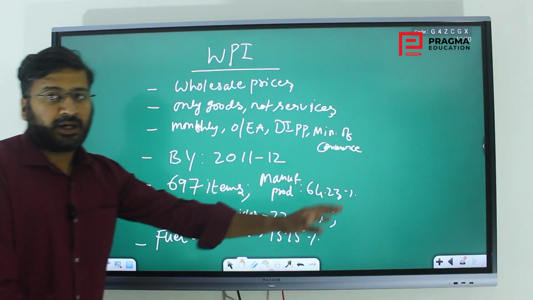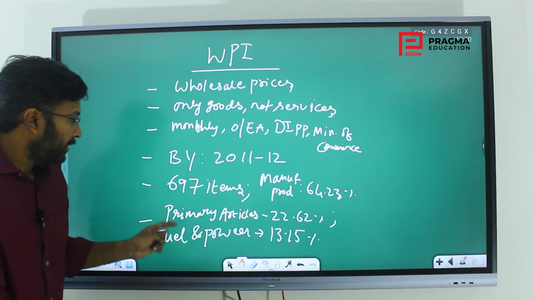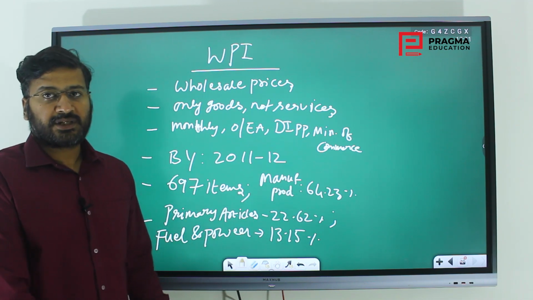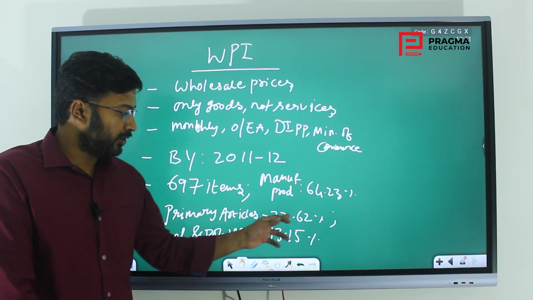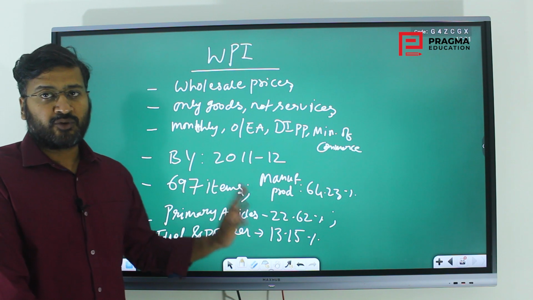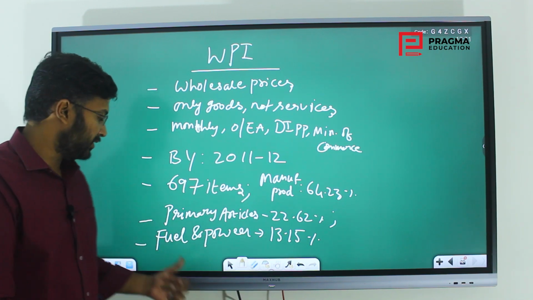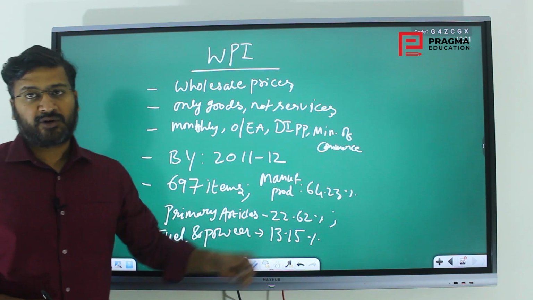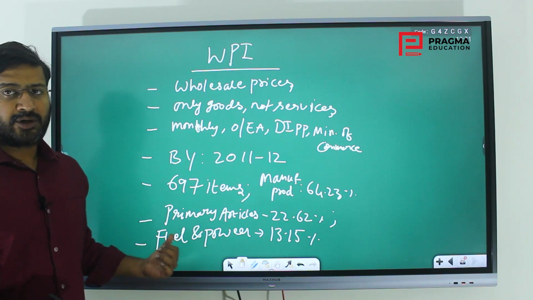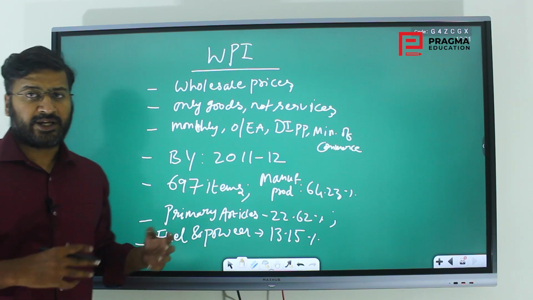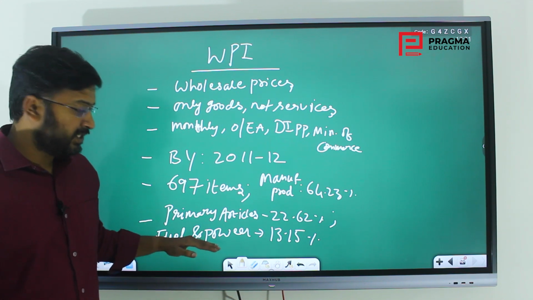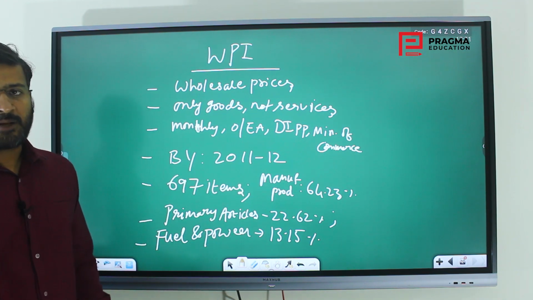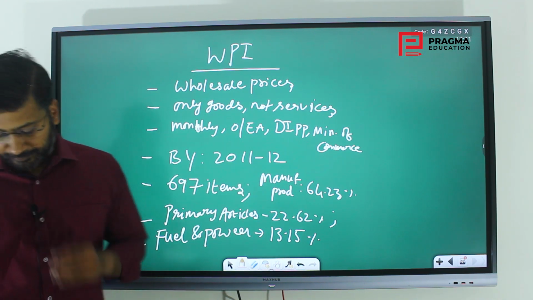It means in the wholesale price index basket, manufactured products are 64.23%, and primary articles, meaning raw materials or food, agricultural produce, 22.62%. It doesn't mean food directly. We will see how much percentage food consists of. Next, fuel and power. Even this cost comprises 13.15%. It is regularly monitored because energy is what runs a nation or an economy. So these needs will always be rising. So this will be monitored regularly. So this is a snapshot of WPI.